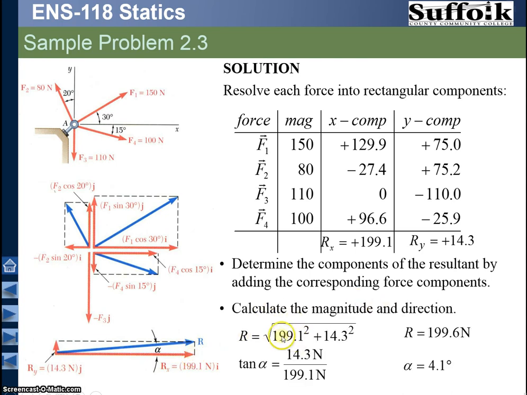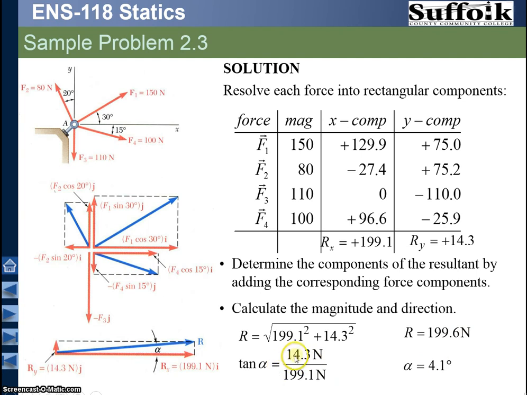Okay, so setting up our resultant force triangle, we use Pythagorean's theorem: R equals the square root of 199.1 squared plus 14.3 newtons squared, and the solution wound up being 199.6 newtons as our resultant force. And then we used tangent. At this point you could use sine or cosine because you already have the answer. I generally like using the tangent because we've already solved for these component forces up here, and it eliminates the possibility of an error in Pythagorean's theorem.